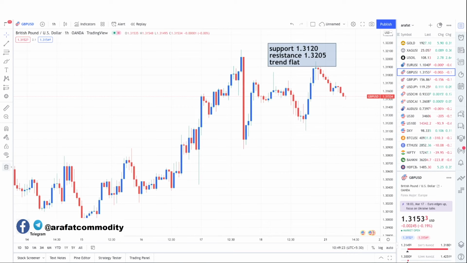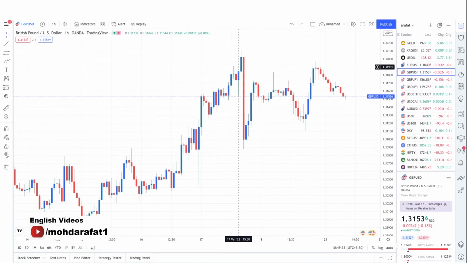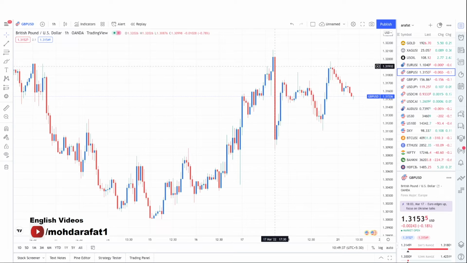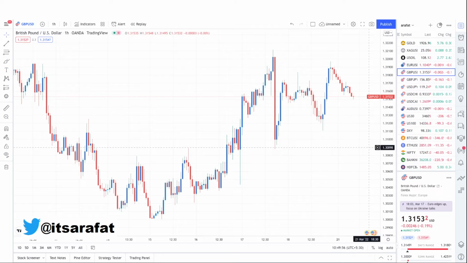These are the levels from last week, so I'll just remove them. Currently, British pound is trading at 31.53 after making a high last week around 31.97. This candle is all attributed to the Bank of England, which raised interest rates last week. Pound crashed and then bounced back to test almost the highest point. So it was a pretty dramatic move by British pound after the rate hike. Currently it is trading at 31.53.